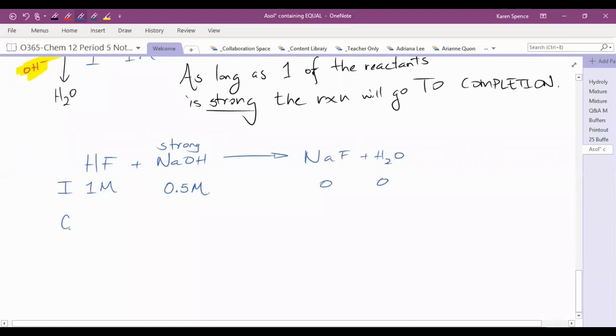Now, this reaction is going to go to completion. So what that means is that all of the NaOH is going to react because it is the limiting reactant. We're going to run out of it first, okay? And so we'll end up with 0 molar NaOH, okay? The HF, they react in a 1-to-1 fashion.